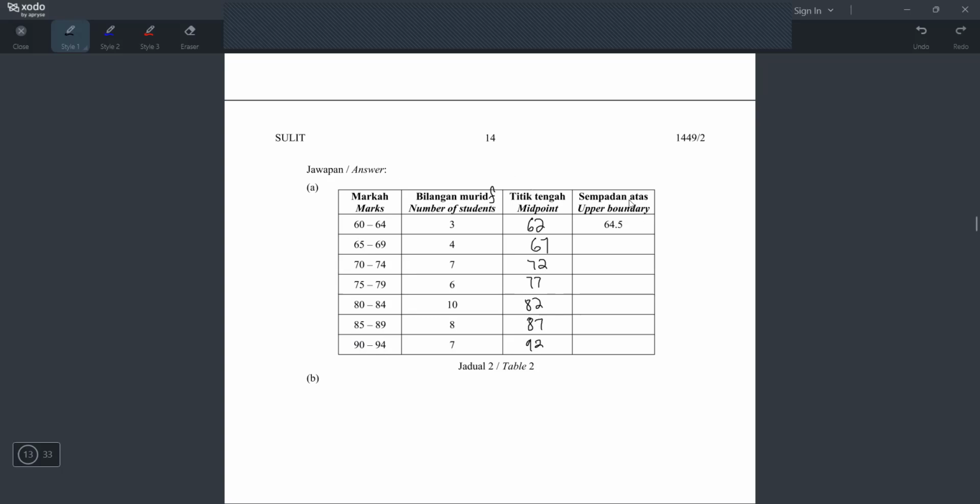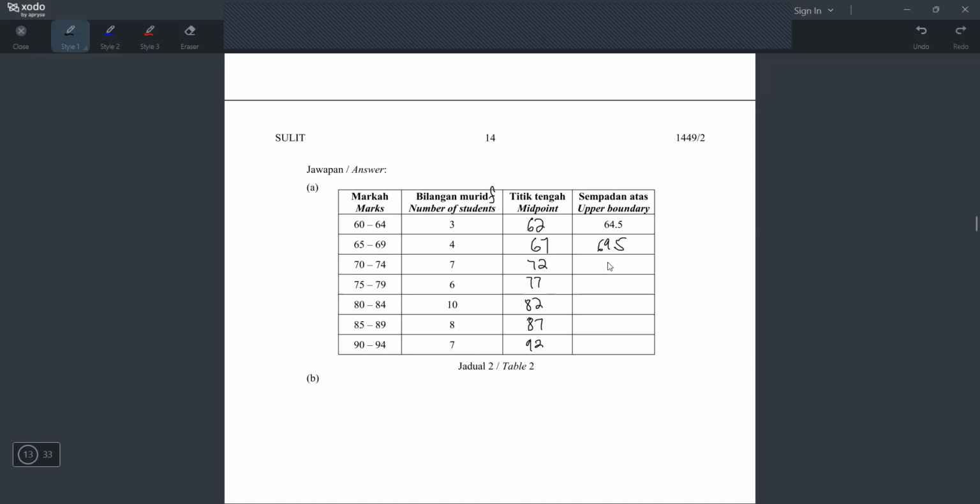Okay, what about upper boundary? How to get upper boundary? You take the upper limit. Upper limit means the biggest number in the class, plus the next number, divide 2. So for example, what is the biggest number in the class? Upper limit 64, right? Plus the next number 65 and then divide 2. So 64.5. Okay, the next one. You take the upper limit, the biggest number in the class. 69 plus the next number 70 divide 2. So 69.5. If you press 69 plus 70 equal and then divide 2, you will get this.